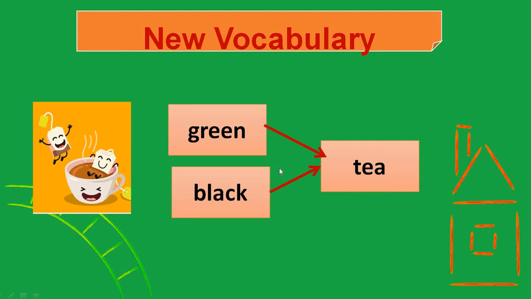So, what kind of tea can we drink? А який же чай ми можемо пити? Green tea and black tea. Green. Зелений, black tea, чорний чай. And gray tea. І сірий чай. А звідки ж у нас взявся сірий чай? So, it means we have tea with milk. Це означає, що ми маємо чай з молоком, і він набуває сірого кольору.